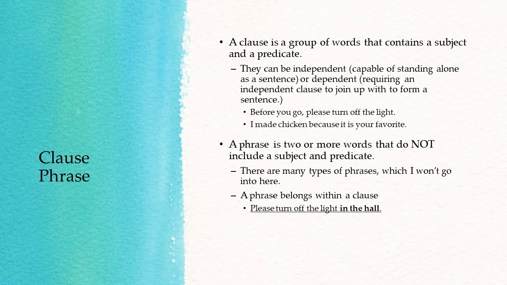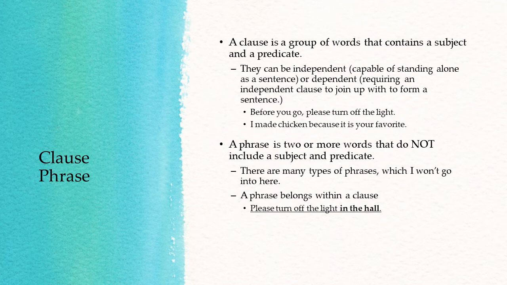We're missing some information. You can see with the two dependent clauses there, before you go, because it is your favorite, they start with these sort of transition-y words. Those transition-y words, if you remember from earlier, are subordinating conjunctions.